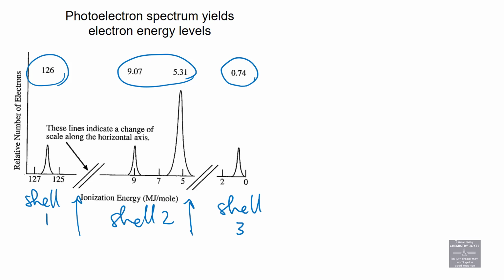What? Yeah, hold on. Remember, this corner can be thought of as the nucleus, and those electrons that take 126 megajoules of energy to remove, those are closest to the nucleus. Then comes the electrons that take 9 megajoules to remove, then comes 5.31, then comes 0.74. So we are building out from the nucleus.